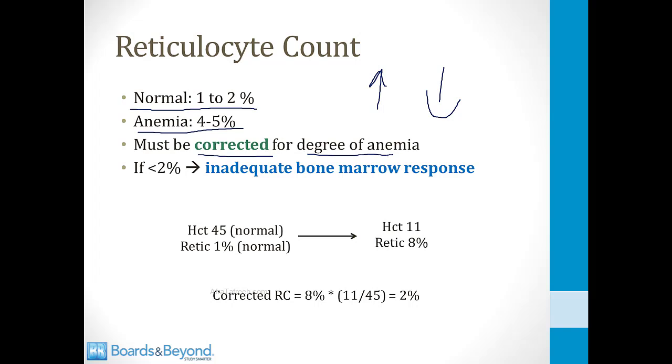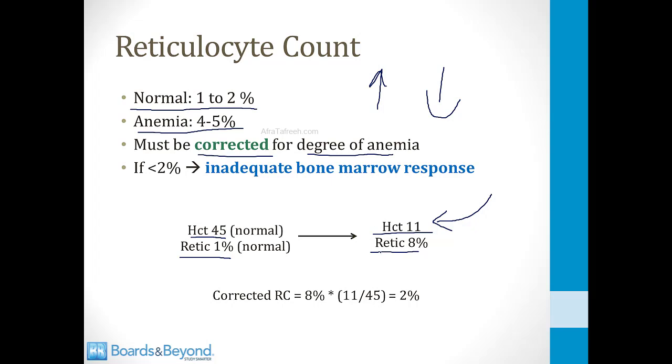Let me explain. Let's look at these numbers on the bottom of the screen. So imagine a patient has a normal hematocrit of 45 and a normal reticulocyte count of 1%. Now imagine that patient develops a marked anemia with a hematocrit of 11. Well, the reticulocyte count will rise simply by virtue of the fact that there are fewer red cells. In other words, even if the bone marrow doesn't produce any more reticulocytes, the reticulocyte percentage will go up because there are fewer red cells.